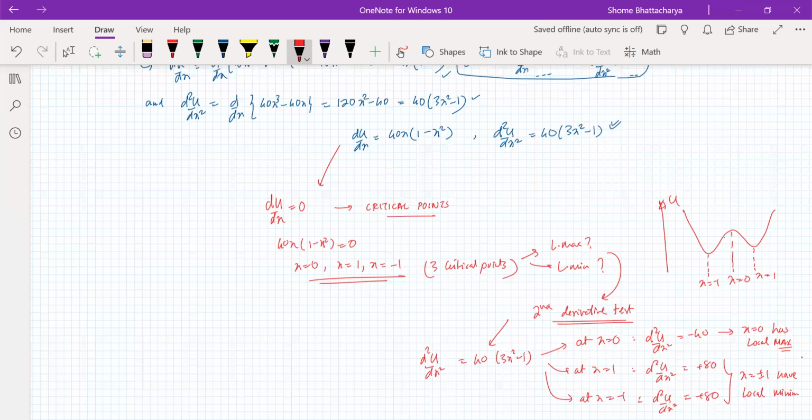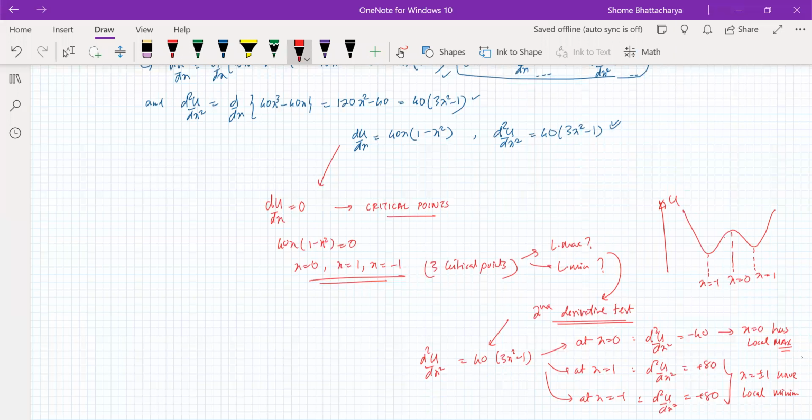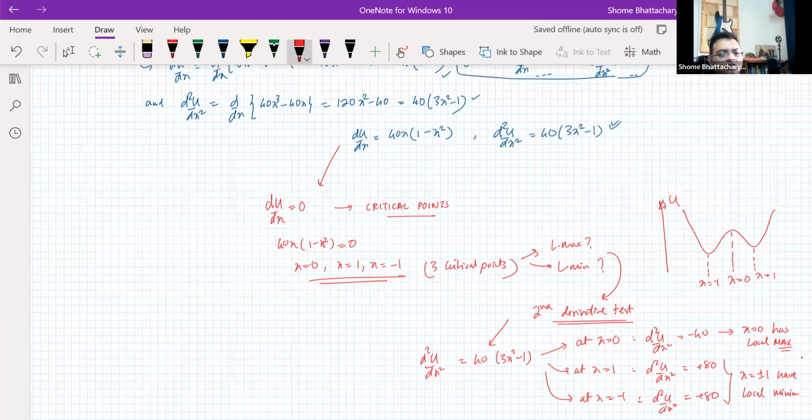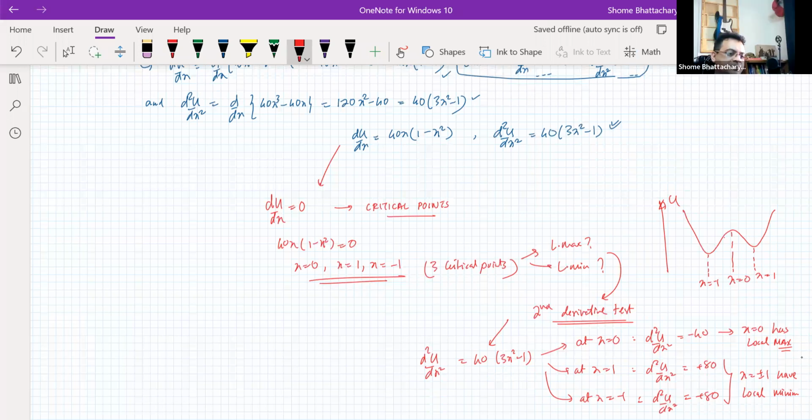Sir, when x is equal to minus 1, then it will not be plus 80. It will be plus 80, beta, because minus 1 ka square is 1 only, no? Okay, sir. But it's an x square term, no? It's not 3x minus 1 inside the bracket. Yes, sir, 3x square minus 1.